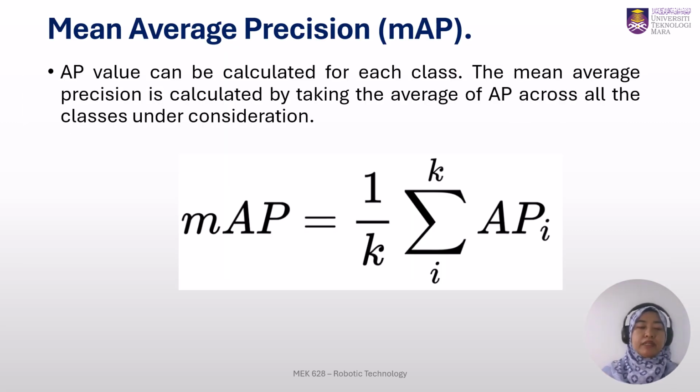If your system has more than one class, okay, you have multiple classes, so you can use the mean average precision. So the AP value can be calculated for each class, just like the previous example. So the mean average precision can be calculated by taking the average of AP across all the classes under consideration. Okay, if you have three classes, you need to find the AP for each class, and then use this mean average precision as the overall precision for all classes.